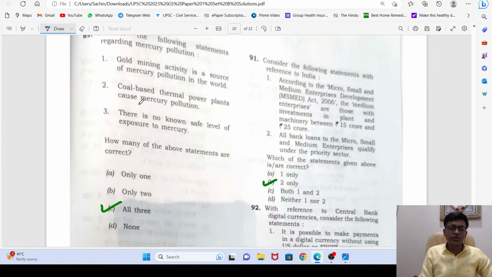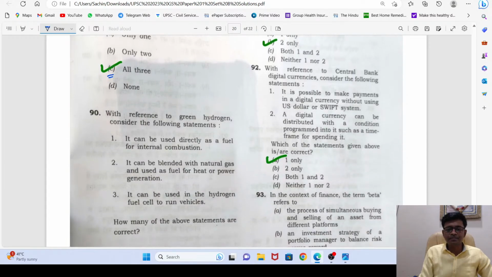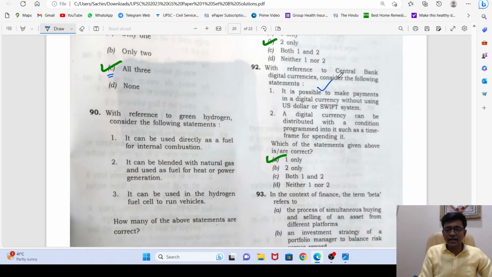About mercury pollution, yes, gold mining activity is a source of mercury pollution in the world. Coal based thermal power plants cause mercury pollution, and there is no known safe level of exposure to mercury. All the above are correct. Your answer is C, all the three. This question is from the economic current affairs, from the economy plus science and technology. Your answer is only one.